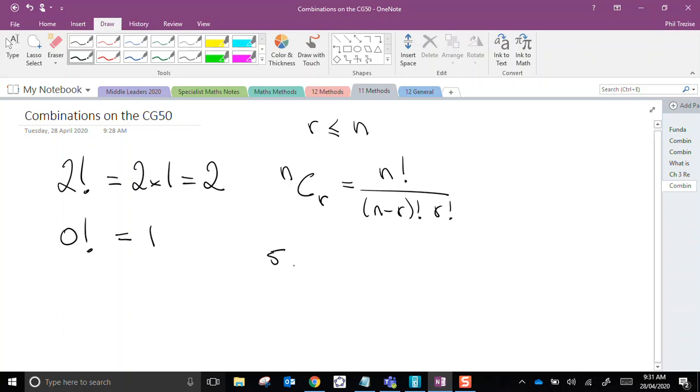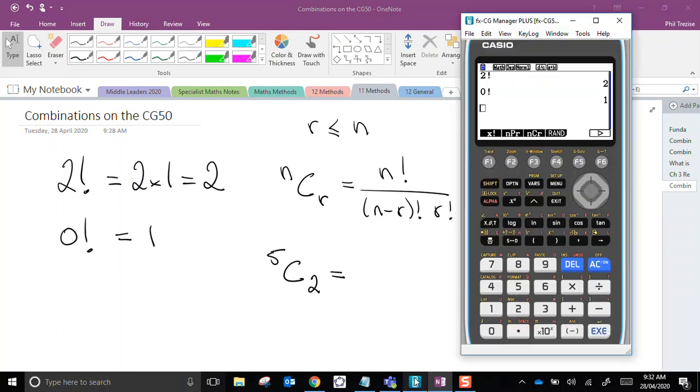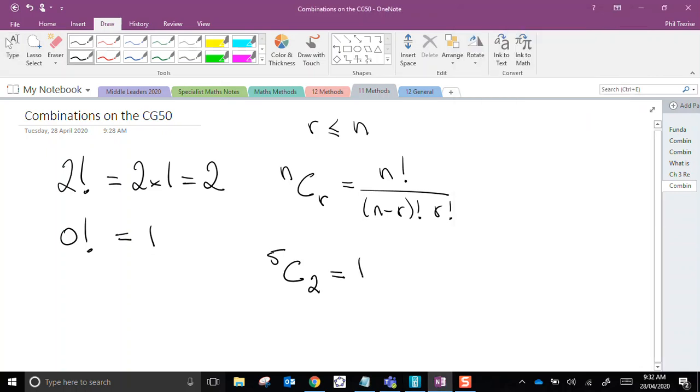Let's do some examples. What if I went 5C2? Well, I can go straight to the calculator. 5 and then the F3 key here, 2. It's 10. Lovely. 5C2 is 10.